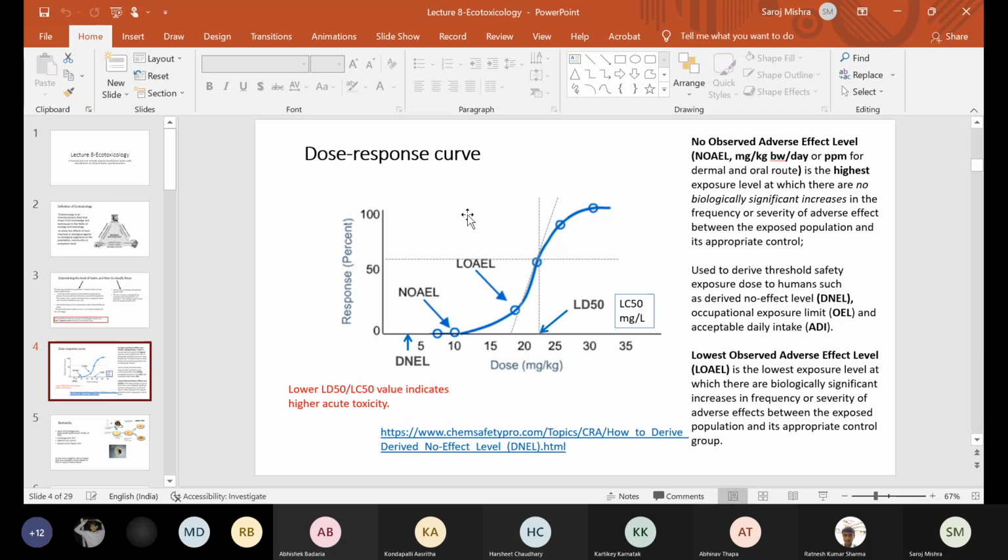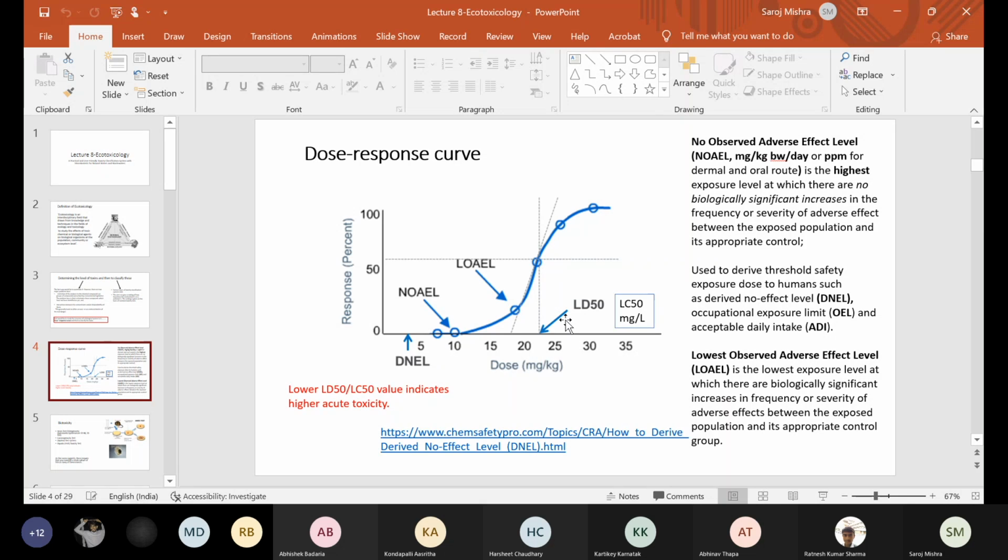And determining these dose response curves also allows you to, for example, define terms like DNEL or NOAEL, and I will explain what these are. Extremely important in our terminology. Whenever you talk about environmental biotechnology, these terms are used very frequently.